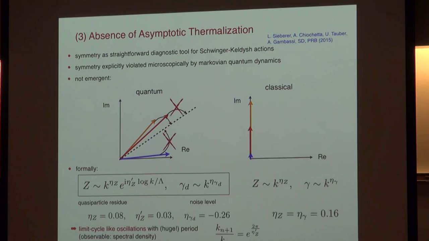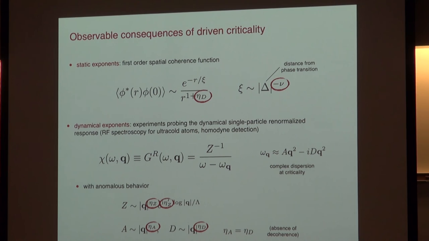It is not possible to choose this so-called complex wave function randomization factor here as a real number, and it would show some limiting cycle behavior with, however, a huge period. So the observable consequences of this driven criticality: I just list where these exponents occur here. The static exponents, for example, are encoded in this first order spatial coherence function. The dynamical exponents would require to probe the dynamical single particle renormalized response function here. So you see all these guys appearing here.